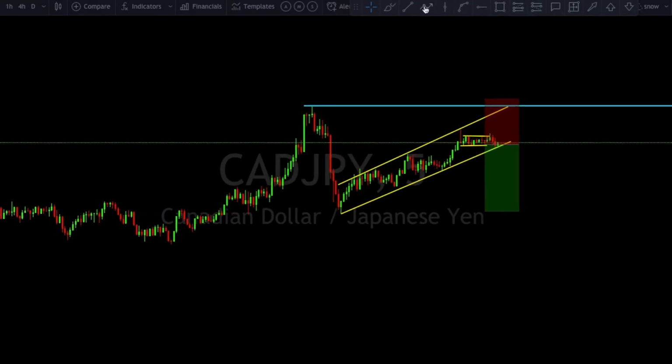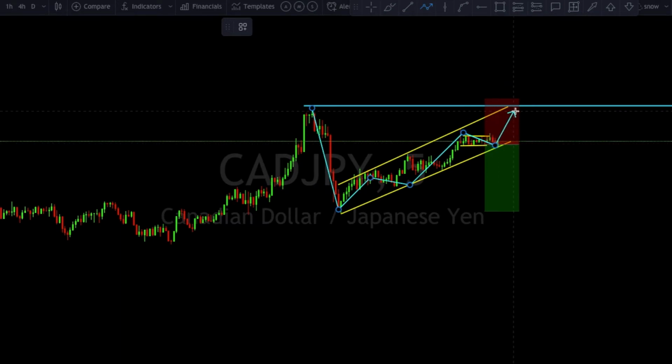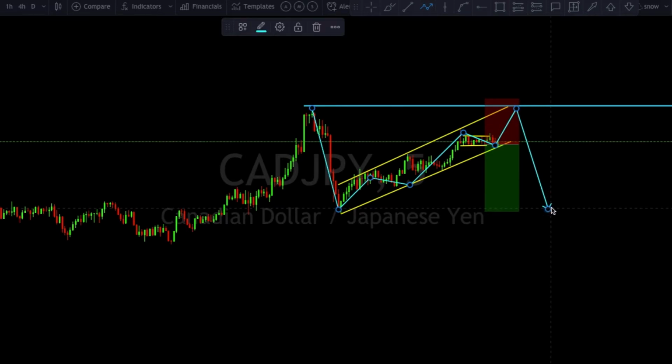Actually, what I am looking for here, I saw this first impulsive move, and now it's currently in this correction. It might bounce here, come back up here before it pushes down to this level.